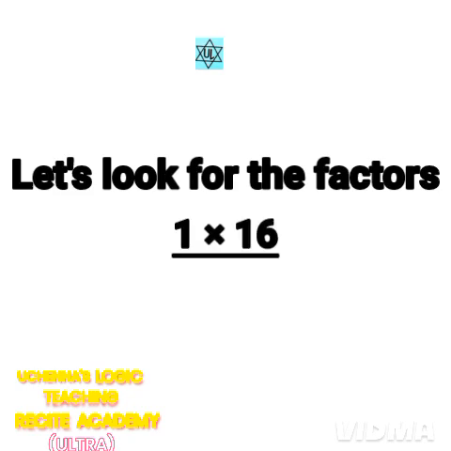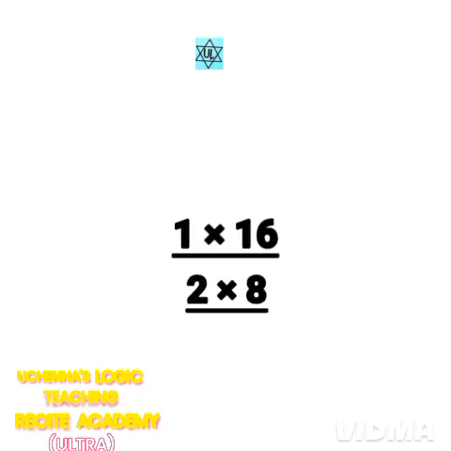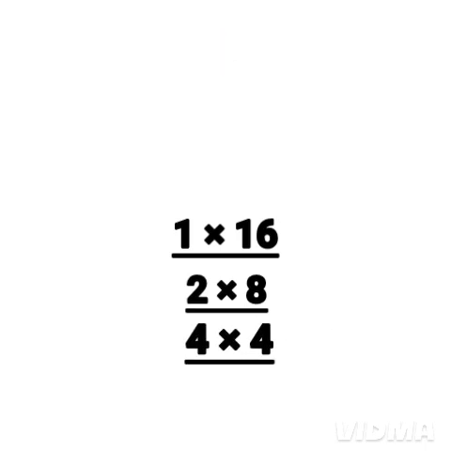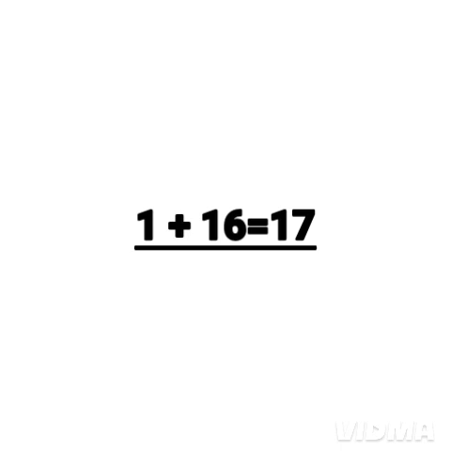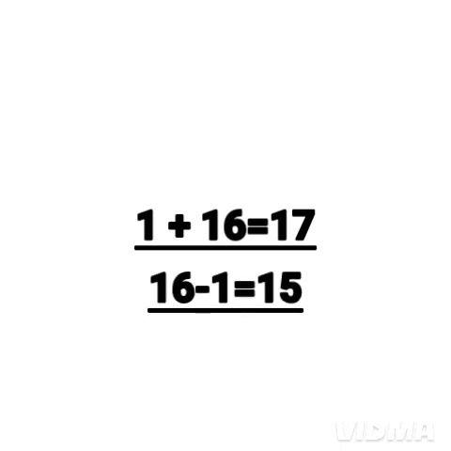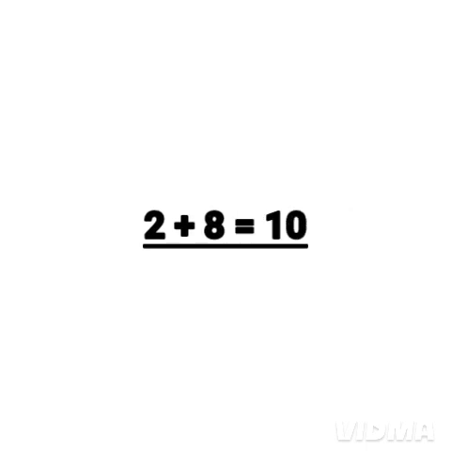Now let's look for the factors. The first factor is 1 times 16. The second one is 2 times 8. The third one is 4 times 4, because 3 cannot divide 16. Now looking at these factors, which one, when you sum them, will give you 10? When you sum 1 and 16, it will not give you 10, it will give you 17. When you subtract them, it will give 15, not the actual answer. When you sum 2 and 8, yes, it will give us 10. So we are going to choose 2 and 8.